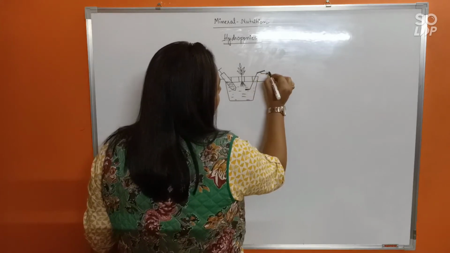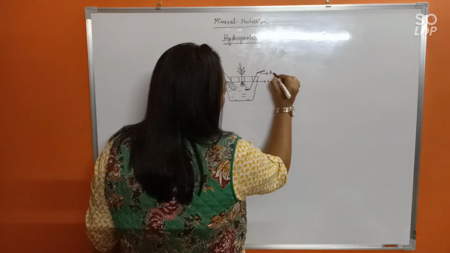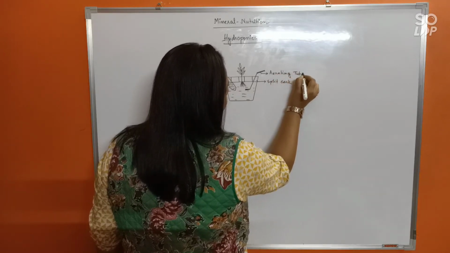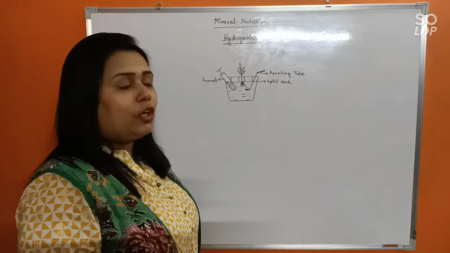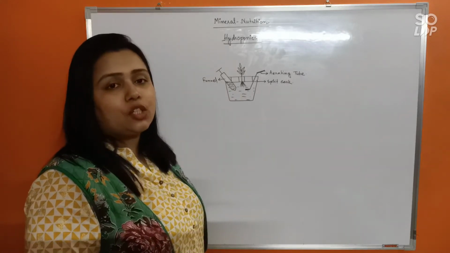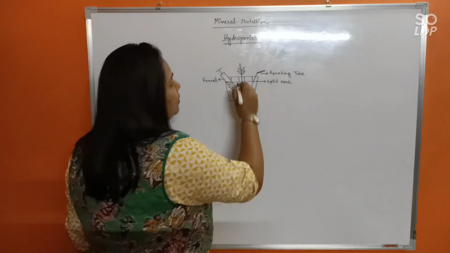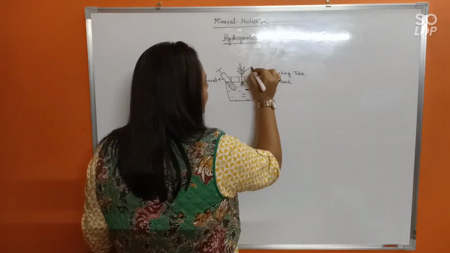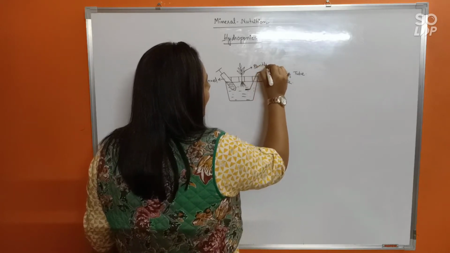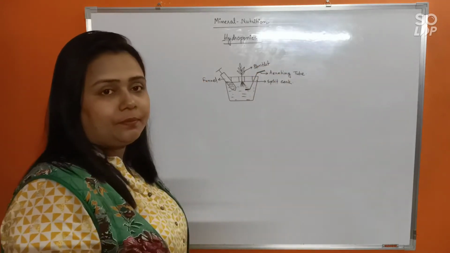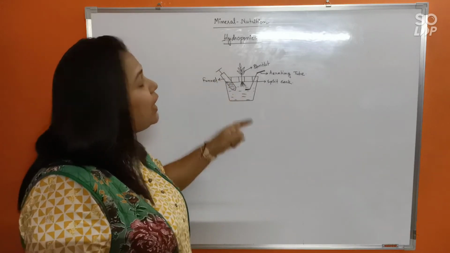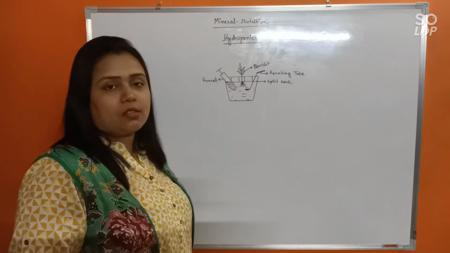From the other split, we introduce an aerating tube. This aerating tube will help you to agitate the solution whenever required for proper aeration. Alright. And from the middle split, we introduce a seed that would germinate and give rise to a plantlet. So that's how you're growing a plant in a balanced nutrient solution without soil, and that's what is hydroponics.